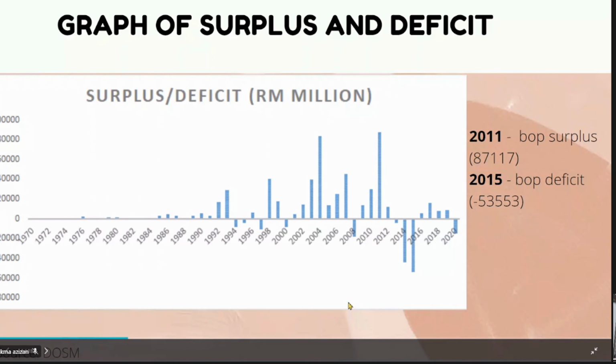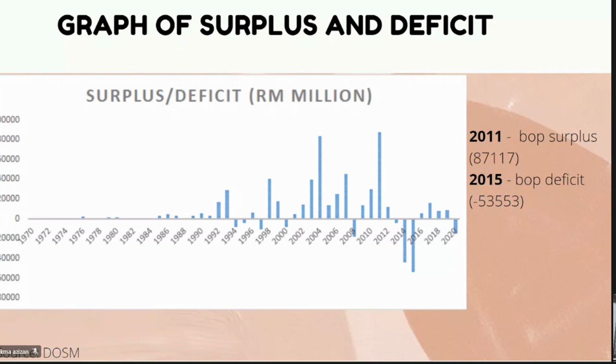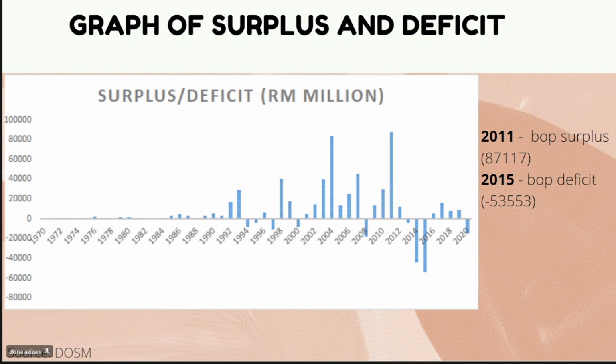Thank you. So the graph shows balance of payment surplus and deficit from 1970 until 2020. A balance of payment surplus is when revenue collection is higher than expenses. It means total exports are higher than total imports. A balance of payment deficit is when revenue collection is lower than expenses. A balance of payment deficit in a country can increase if the country imports more capital, goods and services.